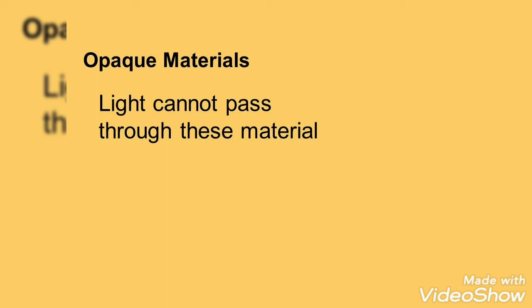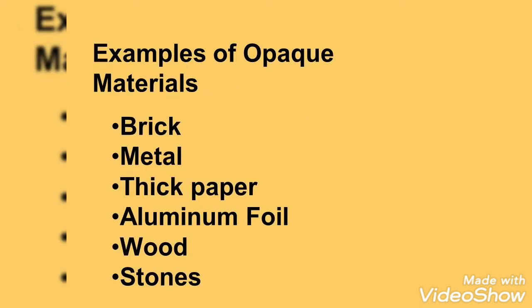Opaque objects are the objects which do not allow light to pass through them. These materials are very hard and they don't allow light to pass through them. They are called opaque objects. The examples are wood, wall, book, all the things which are hard are opaque objects. Brick, metal, thick paper, aluminium foil, wood, stones come under opaque objects. They will not allow the light to pass through them.